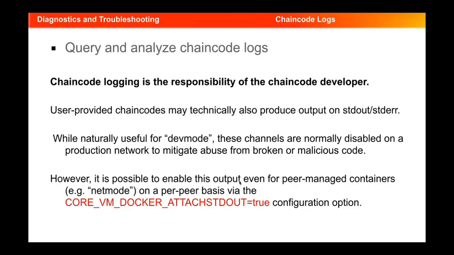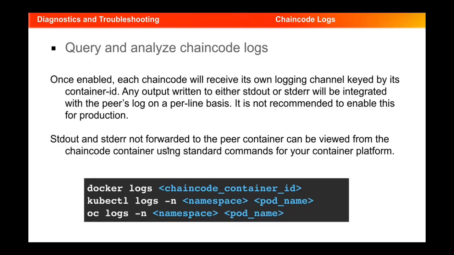However, it is possible to enable this output even for a peer managed container, which is net mode, on a peer-to-peer basis via this environment variable or property, which is core underscore VM underscore docker underscore attach stdout, and you set this property to true in the configuration. Once it is enabled, each chaincode will receive its own logging channel keyed by its own container ID. As we have seen, we spin up the container using Docker for each peer, and that is what gives the container ID.